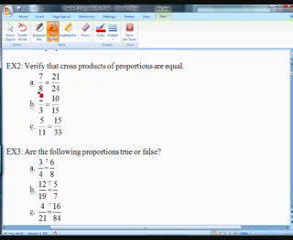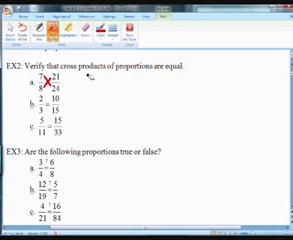Multiply by 3. There you go. Multiply the whole first one by 3, you get the second one. So obviously they're equal. But we want to verify the cross products are equal. 8 times 21 is 168. 7 times 24 is also 168. Good job. Are they equal?